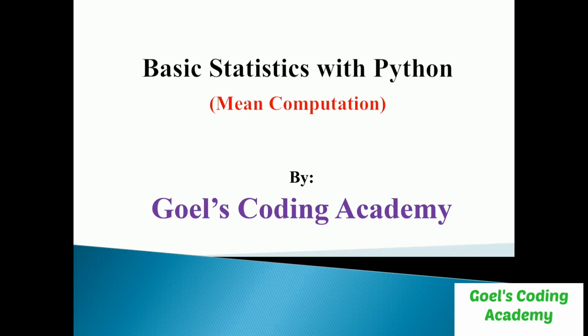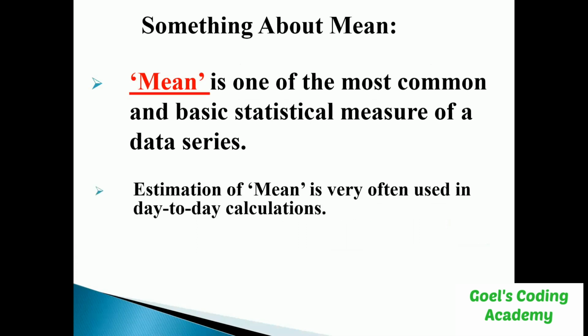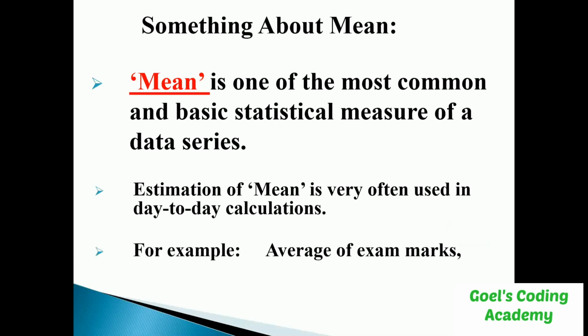This Python coding session presents an introduction to a very common statistical measure called mean and its computation using Python coding. Mean is one of the most common and basic statistical measures of a data series. Estimation of mean is very often used in day-to-day calculations, for example, average of exam marks, average of monthly expenses, and there may be many more examples where mean is used to estimate the data trends.